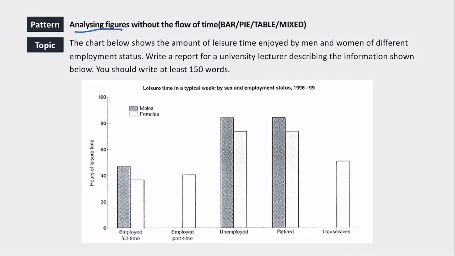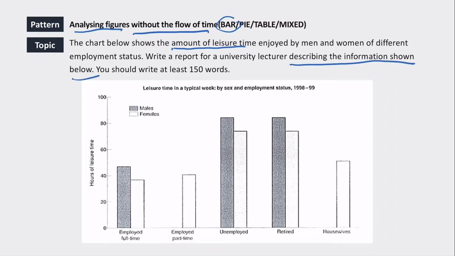Okay, so we're looking at an IELTS Task 1 essay, and we're analysing figures without the flow of time, okay? This time they've given us a bar chart. Love a good bar chart, pretty simple usually to analyse. The chart below shows the amount of leisure time enjoyed by men and women of different employment status. Write a report for a university lecturer describing the information shown below.